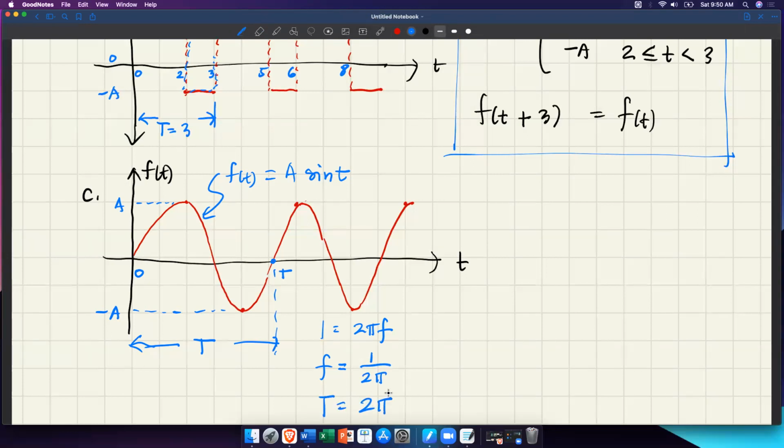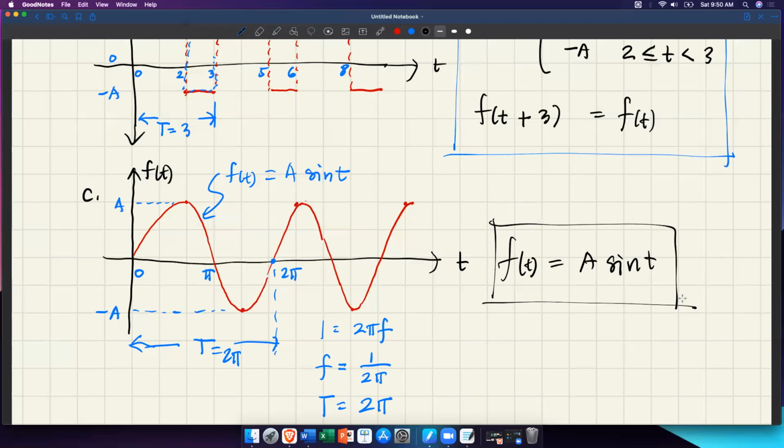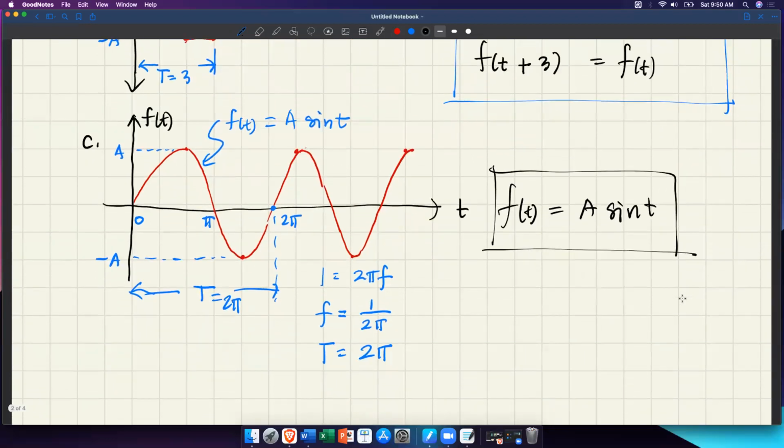So meaning to say, now if this is sine of t, we can label this as 2 pi for the period. This is pi. So t is your period. So how do we define this mathematically? Mathematically, it can be written as function of t equals a, that's the amplitude, sine of t. This is the mathematical definition for your sinusoidal function. The same is true with your cosine function.